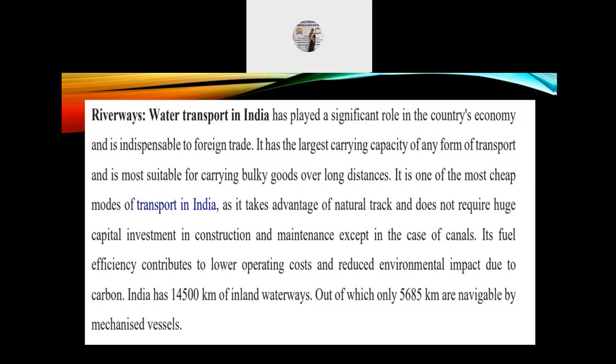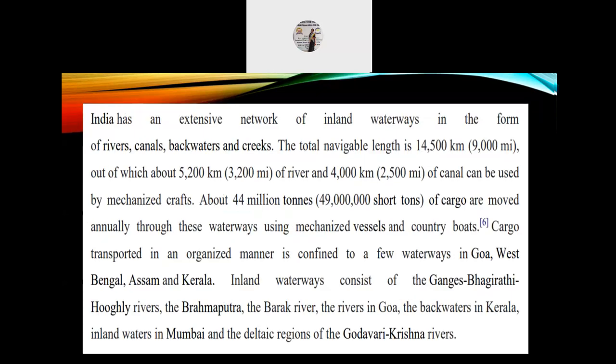India has 14,500 kilometers of inland waterways, out of which only 5,685 kilometers are navigable by mechanized vessels. India has an extensive network of inland waterways in the form of rivers, canals, backwaters, and creeks. The total navigable length is 14,500 kilometers, out of which about 5,200 kilometers of river and 4,000 kilometers of canal can be used by mechanized crafts. About 44 million tons of cargo are moved annually through these waterways using mechanized vessels and country boats.